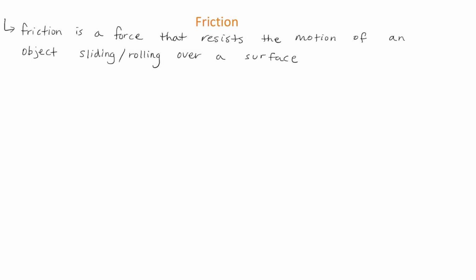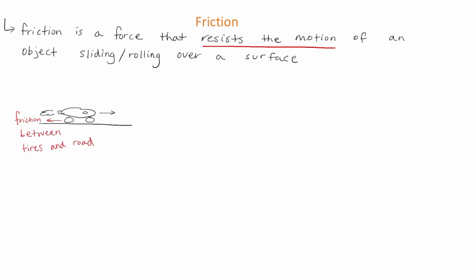In this video, you will learn about friction. Friction is a force that resists the motion of an object sliding or rolling over a surface. For example, imagine you have a car that's driving along the road, and we know there will be friction between the tires and the road.